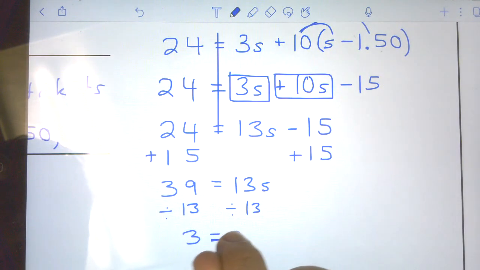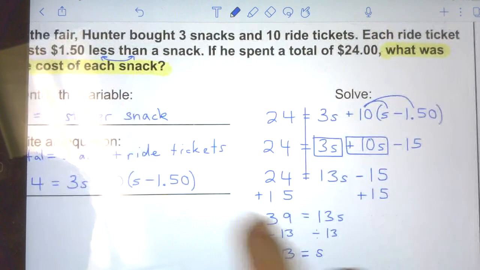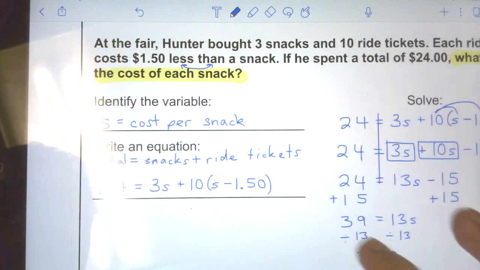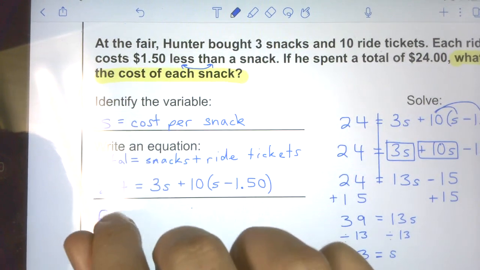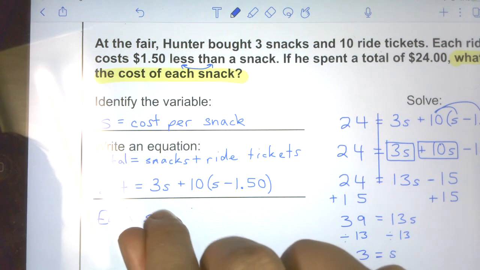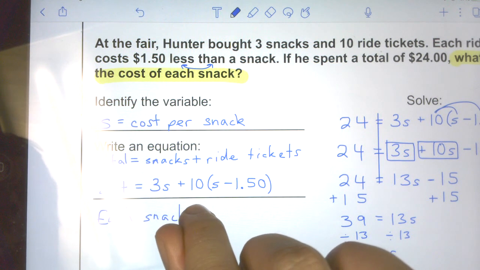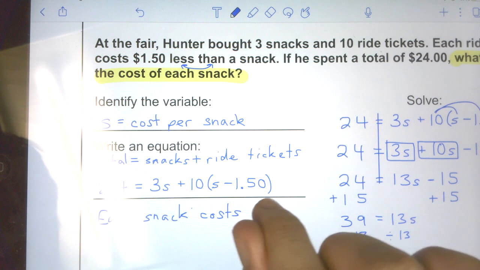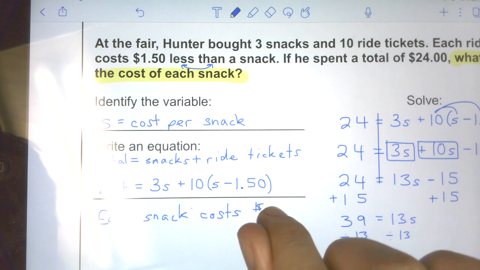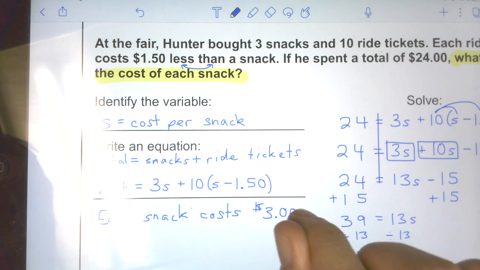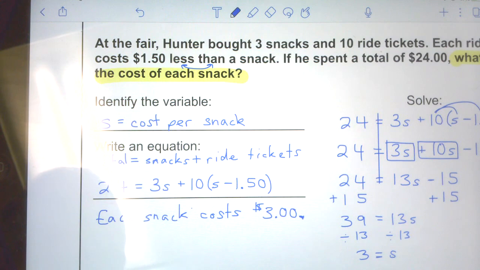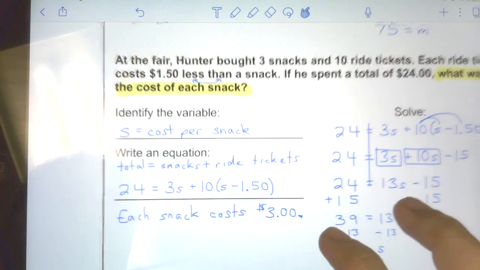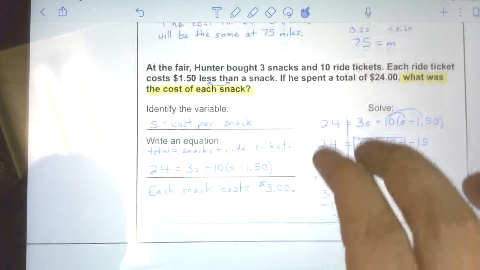Okay, 3 equals S. And what that means to the problem with S being cost per snack, we'll just restate the question. So each snack costs $3. All right. And that's the front side. Okay, that is the front side. Let's go ahead and go to the back.